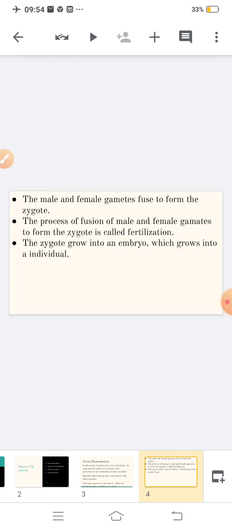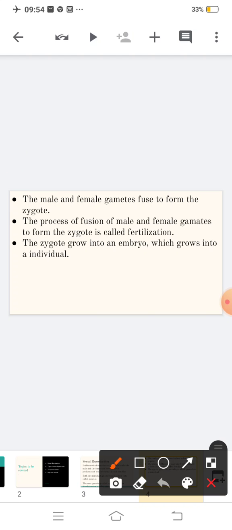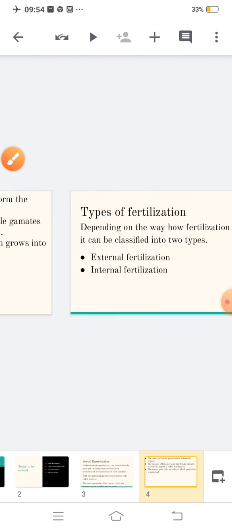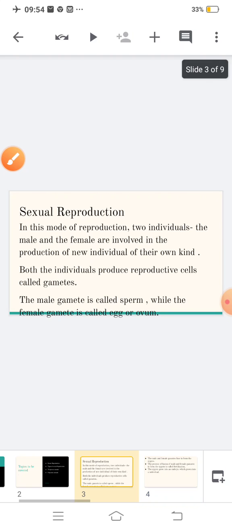Is this clear? The zygote grows into an embryo which grows into an individual. When the zygote grows, it becomes an embryo, and after that it grows as an individual. Is this clear to you? Now I am reading this slide once more.